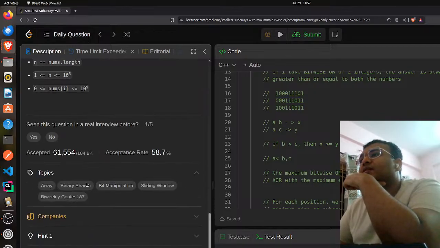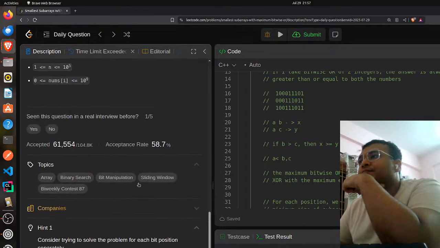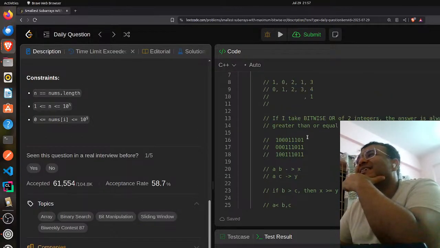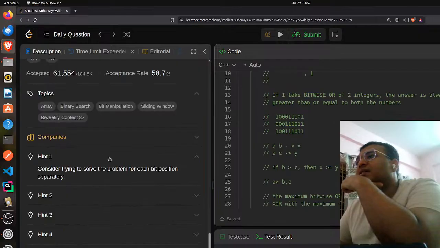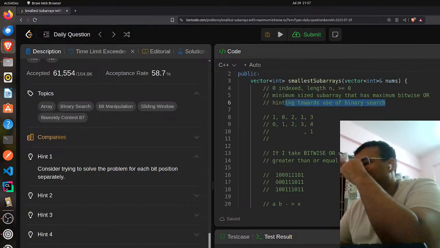Let's see the topics. Array, binary search, bit manipulation, sliding window. Okay, so you think about binary search now. And then, what the hint is saying here is, consider trying to solve the problem for each bit position.